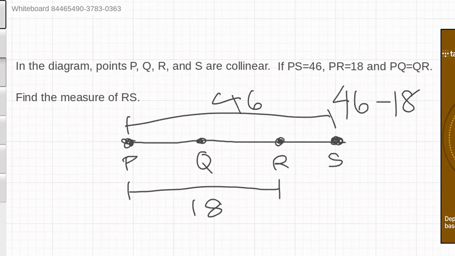So 46 minus 18 is equal to 28. So we're going to write 28 down. So then we know that RS is equal to 28.